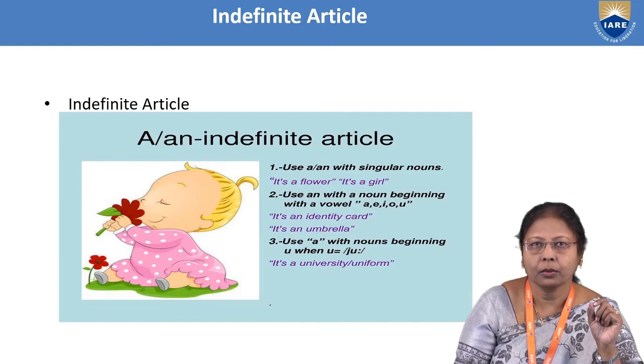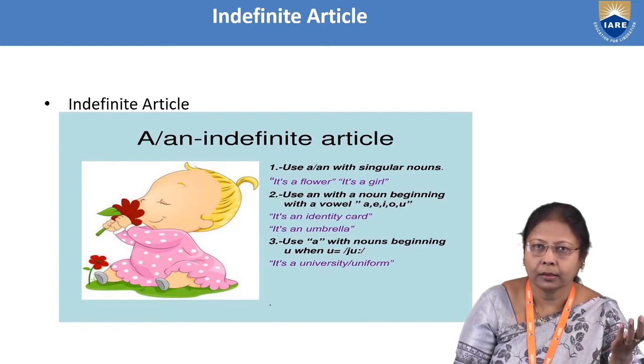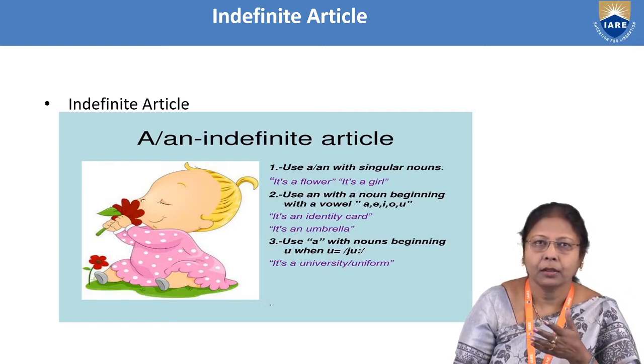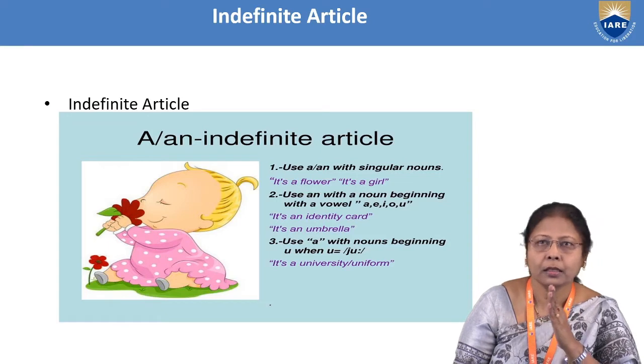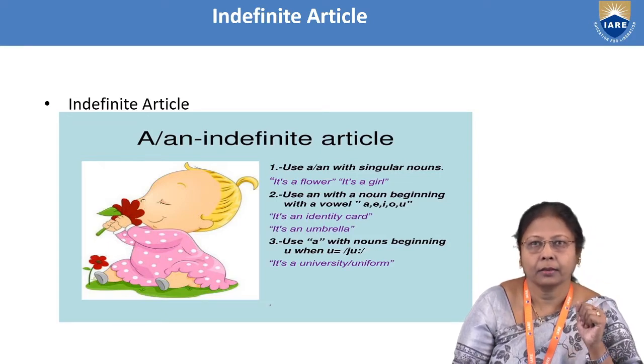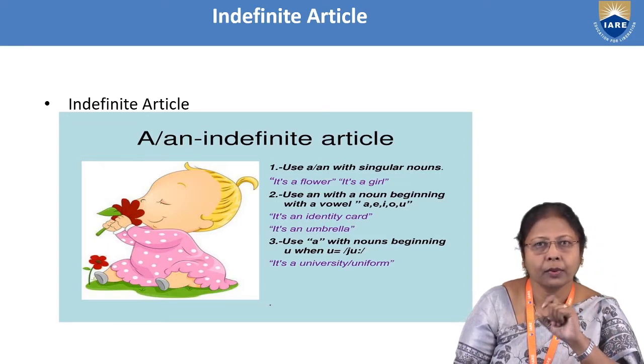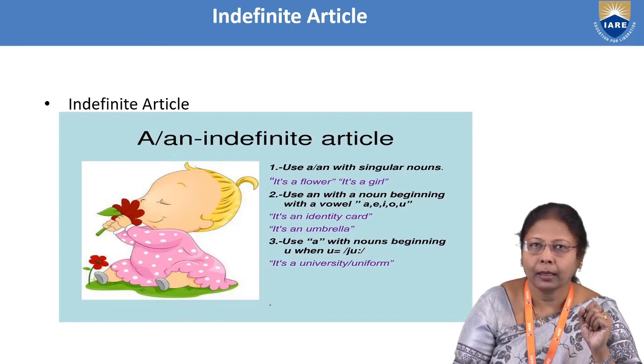With singular nouns only. Why? Here you see, it's a flower. She is a girl. Singular. Flower is singular. Girl is singular. It's not "girls are flowers." So for singular nouns, we have to go with a and an.